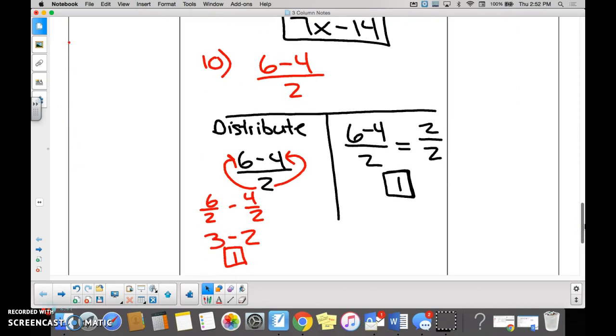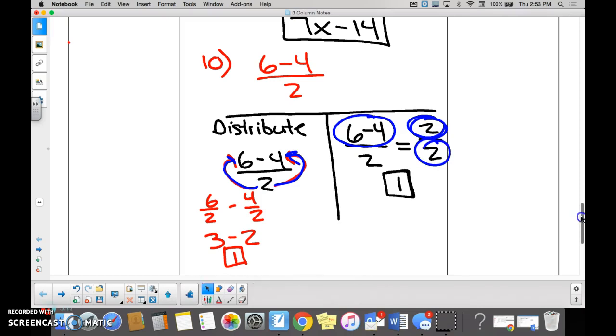Number 10. This was Ava's problem. We'll call it Ava's problem. You technically can distribute the 2 through to the 6 and 2 to the 4 using order of operations. Yes, no? Yeah. Or you could simply know that 6 minus 4 is the exact same thing as... Is 6 minus 4 the same thing as 2? Yeah. So 6 minus 4 divided by 2 is the same as 2 divided by 2. And what is 2 divided by 2? 1. Yes, no?